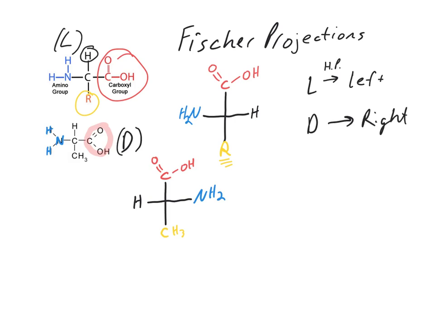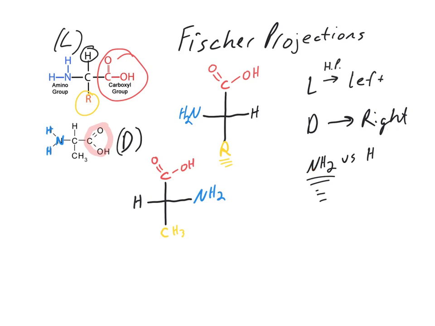And for these amino acids, what we're really comparing is the NH2 versus the hydrogen. And so the nitrogen will always be the highest priority. When we look at sugars in a little while, it'll be a little different because we'll have alcohols as well. But right now, for amino acids, we're just comparing the nitrogen versus the hydrogen. So the nitrogen will be our highest priority. So really, when we're looking at this, if the nitrogen is on the left, then it's L. If the nitrogen's on the right, then it's D.